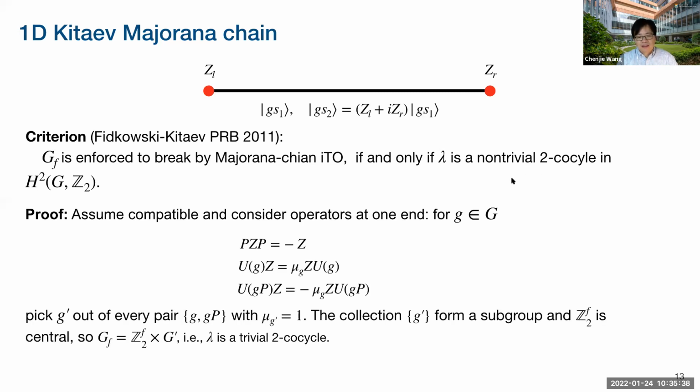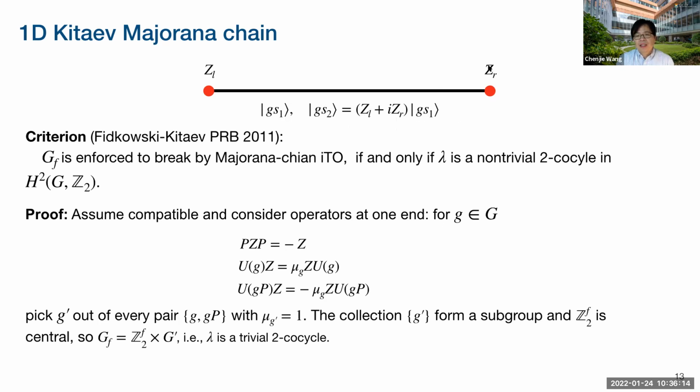The general skeleton of the proof can be simply summarized by these three equations. We can prove it by contradiction. Assume that we have a finite group G_F that is compatible with the Majorana chain. In this Majorana chain, we have a Majorana zero mode, which I denote as Z, at the endpoint. In this case, we have a twofold degeneracy: ground state 1 and ground state 2, and they differ by a fermion.